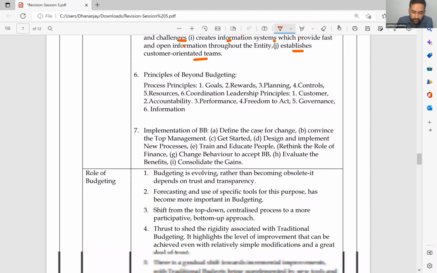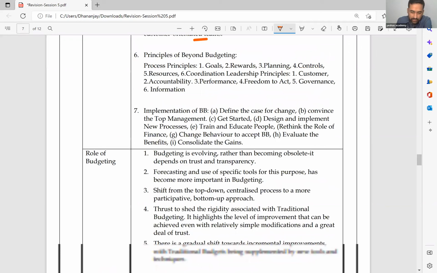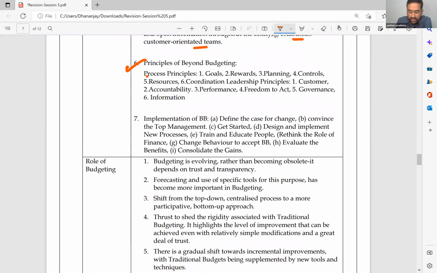Some basic principles. Number one, process principle: goal, reward, planning, control, resource, and coordination. Leadership principle: customer, accountability, performance, freedom to act, governance, and information. Again, general in nature. Implementation of beyond budgeting.